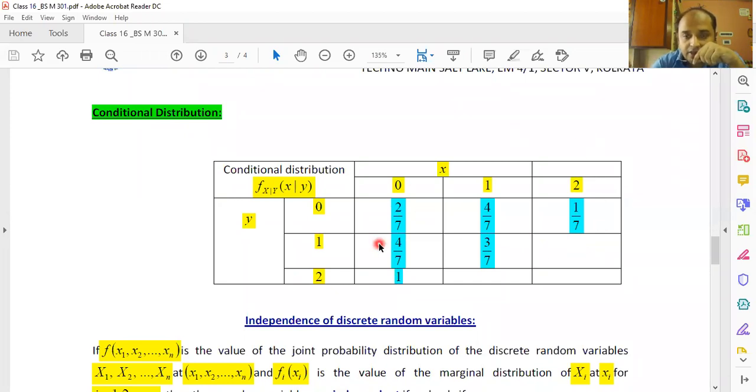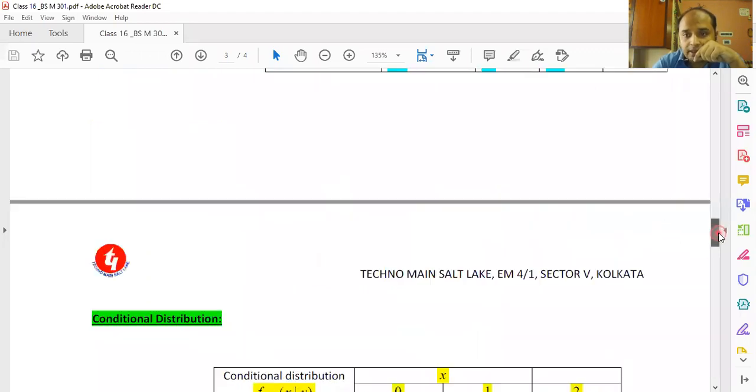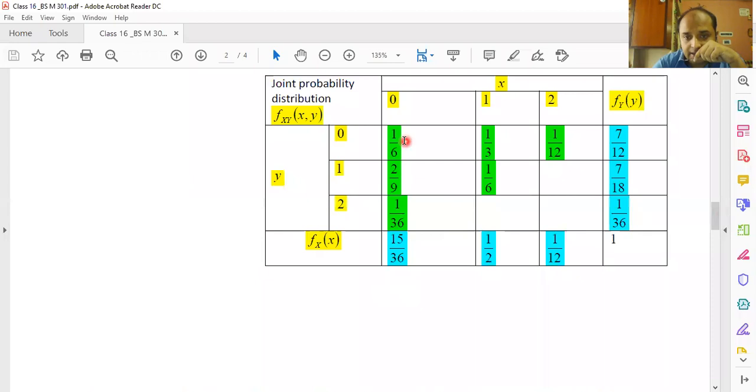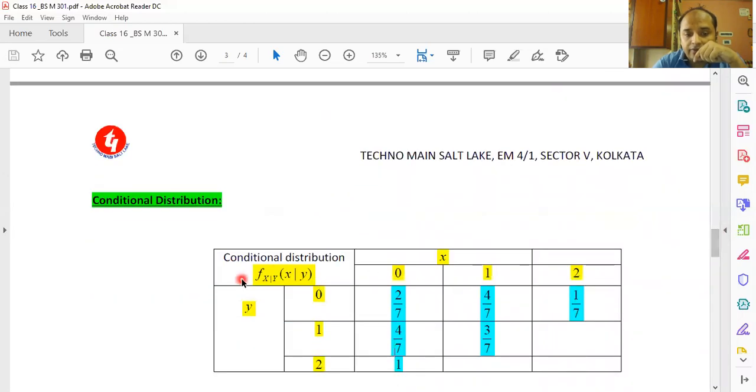Now, the entire chart is called the conditional distribution chart for the random variable capital X given the random variable capital Y, and the individual values 2 by 7, 4 by 7, 1 by 7, 4 by 7, 3 by 7, 1 are called conditional densities. Those who are wondering why I haven't divided 1 by 6 by 15 by 36, it is because I was preparing the table of f of x given y, with the formula f of xy by fy. So that's why I was dividing by fy.